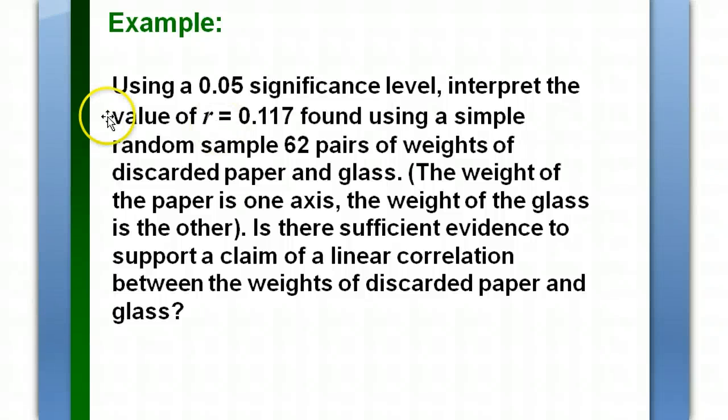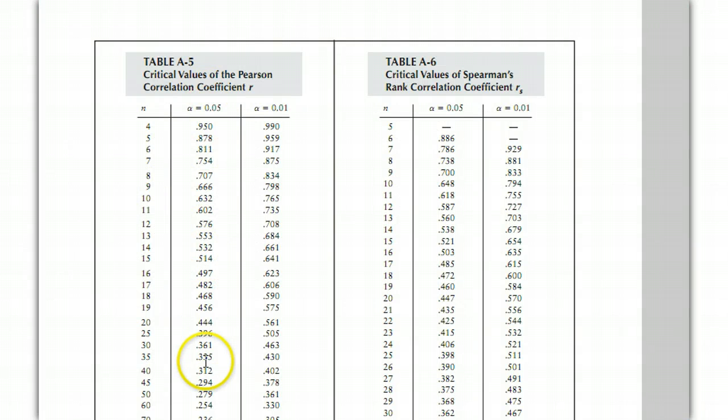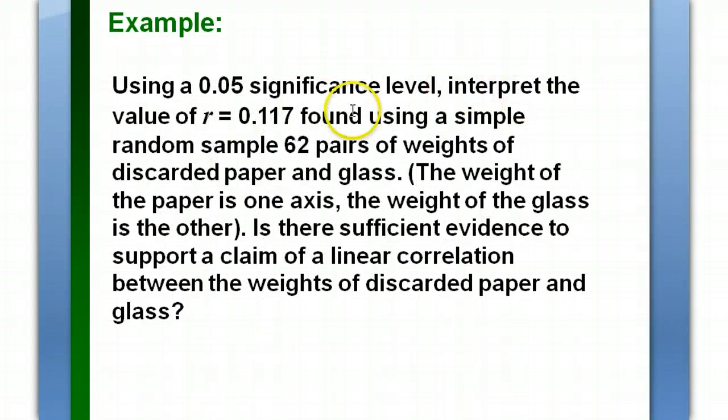Alright, here's another example. They want us to use the 0.05 level of significance, so again we're going to be in the 0.05 column. It says we have an R value of 0.117, using a simple random sample of 62 pairs of weights of discarded paper and glass. So we're going to use the weight of the paper on one axis, the weight of glass on the other. Now if you think about it, there shouldn't be any correlation here between these two.